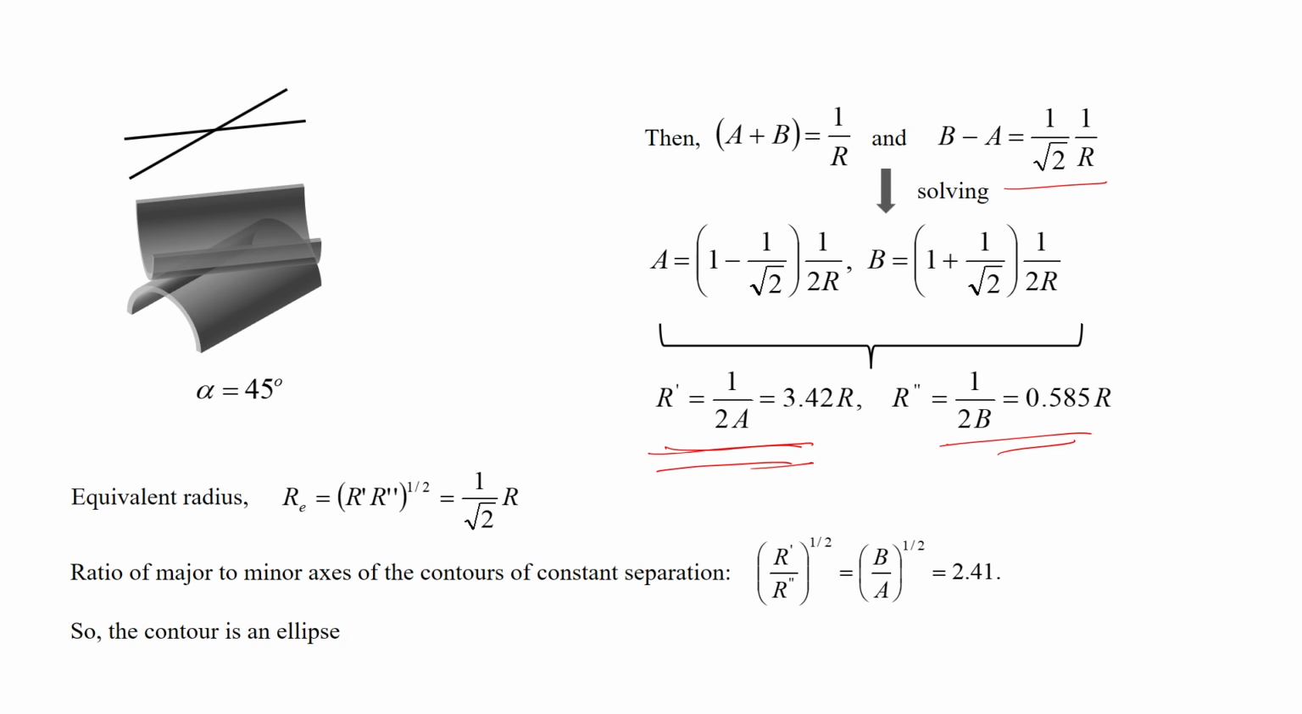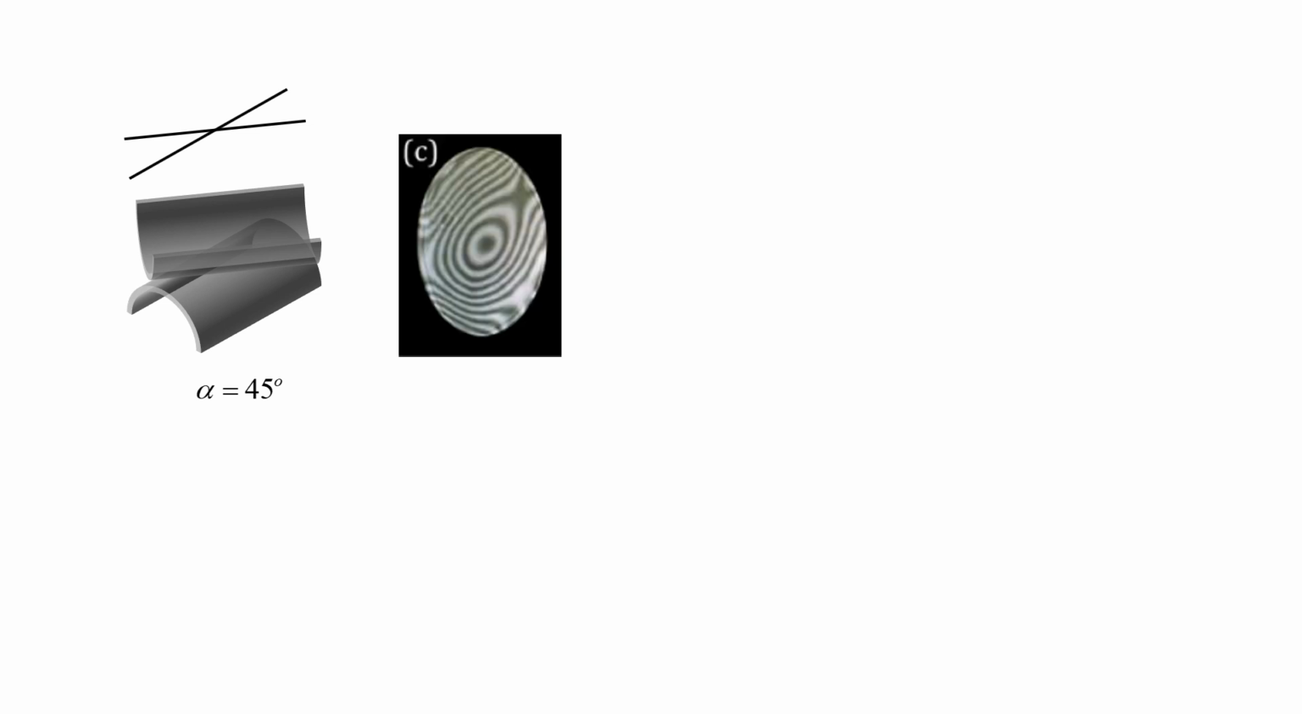So, we can get what is known as the equivalent radius, which is given by the square root of r dash r double dash. We get it to be r by square root of 2. We can also get the ratio of the major and minor axes. That is not 1, it is different. It is 2.41, so the contour has to be an ellipse. So, we can get an elliptic contour because of that, for example something like this.